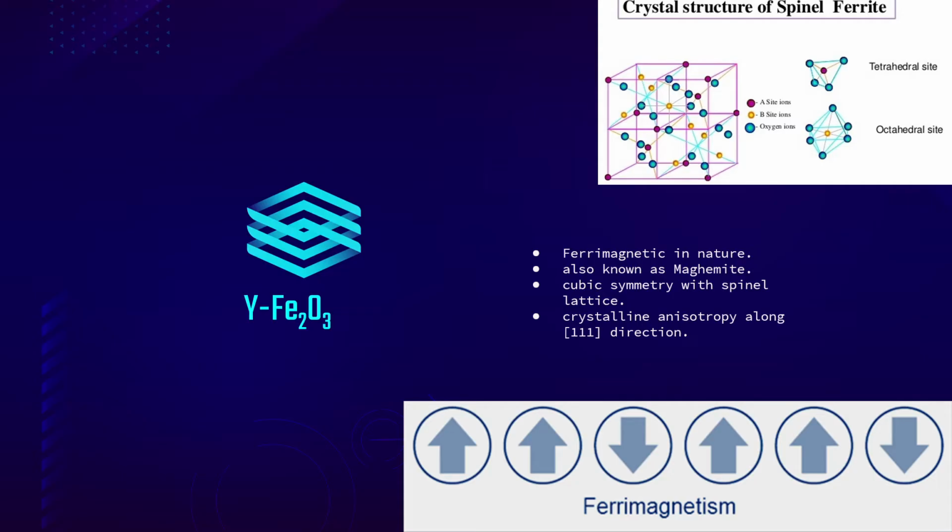Now let's move to our material of interest, which is gamma Fe2O3. It is ferrimagnetic in nature, which means its magnetic moments are not all cancelled by each other. Coming to its structure, it has cubic symmetry with a spinel lattice, where tetrahedral and octahedral sites are partially occupied by iron atoms. Apart from that, crystalline anisotropy along the 111 direction makes it magnetically hard, which means even after the removal of the external magnetic field, the direction of magnetic domains will remain the same.